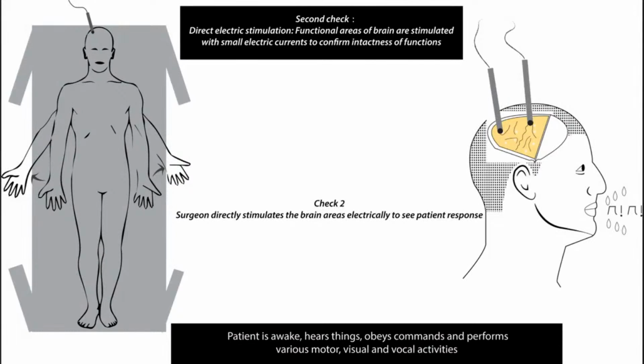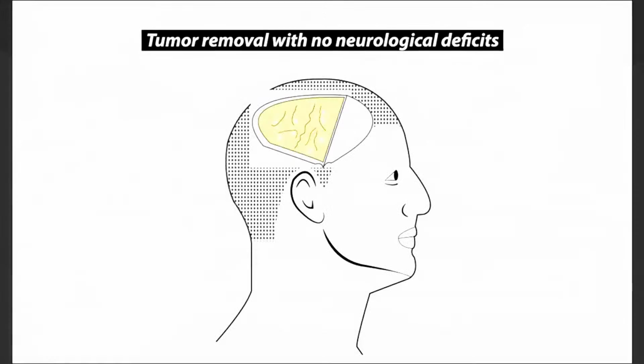Second check. Now the surgeon directly stimulates the functional areas with small currents to check the intactness of these areas as the tumor resection progresses. At slightest abnormality either in the first check or second check, the surgeon becomes more careful and alters his surgical strategy to achieve his task of safe maximal excision. Finally, maximal amount of tumor is removed with minimal neurological deficits. This is called safe maximal excision, which is the ideal goal of surgery for maximum number of brain tumors.